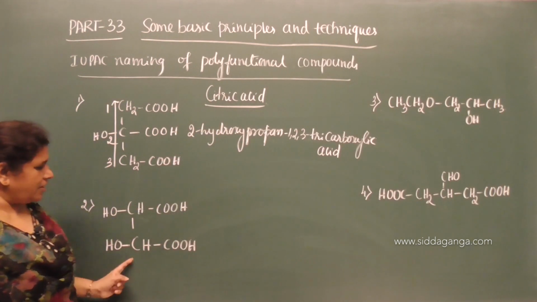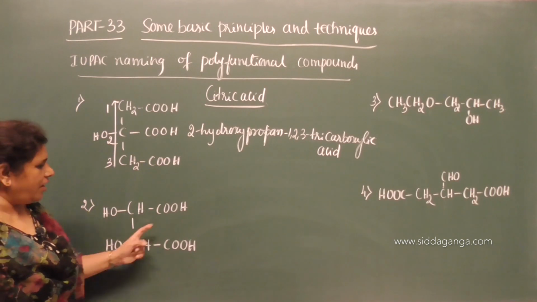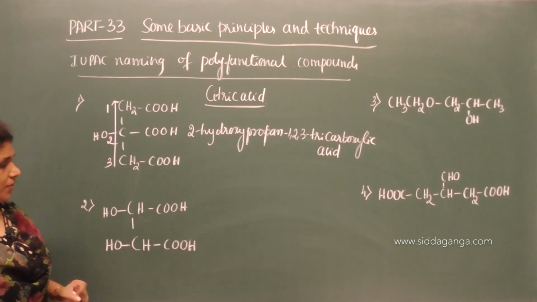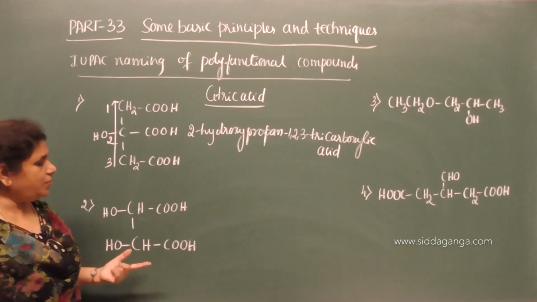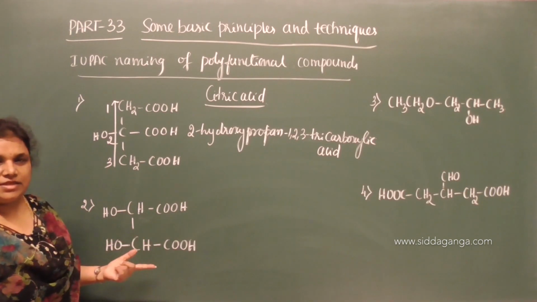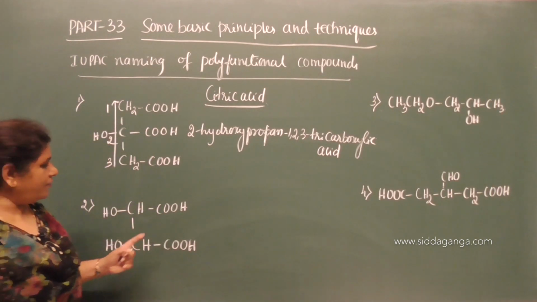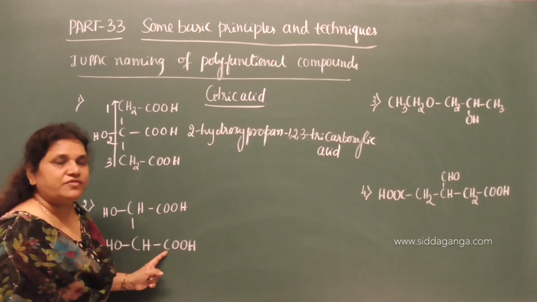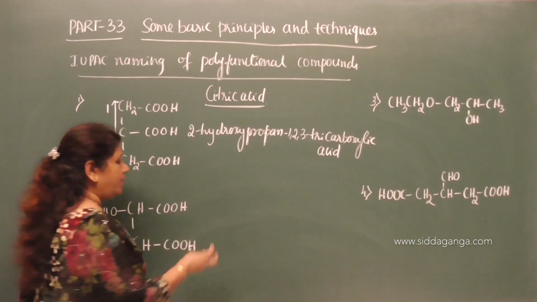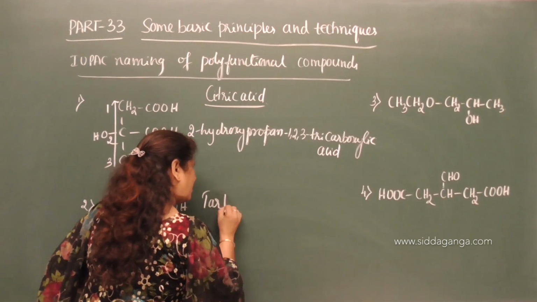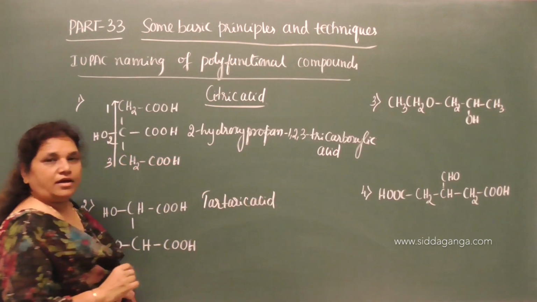Now, what about this compound? Here also we have two types of functional groups. One is alcohol, another one is the carboxylic acid group. Since there are two COOH groups here, like groups, you can use the secondary suffix oic acid, and we need to include the carbon atom of the COOH functional group also. The common name for this is tartaric acid.